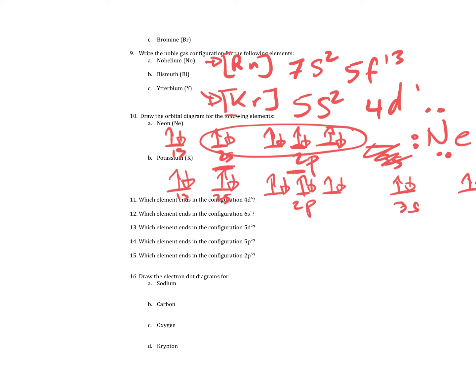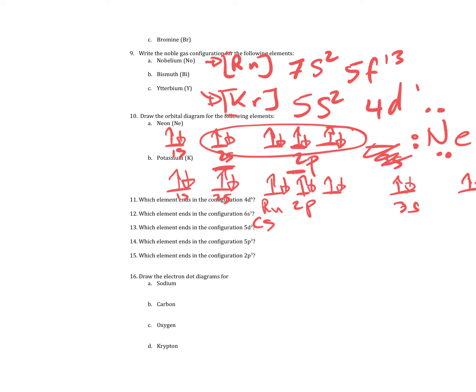So with that, which element ends in 4d6? So you go down to 4d and you count across. So it's in that row that has the deuterium we just did. So 1, 2, 3, 4, 5, 6, it is Ru. 6s1, we go to row 6 and we go to the very first one. It is cesium.